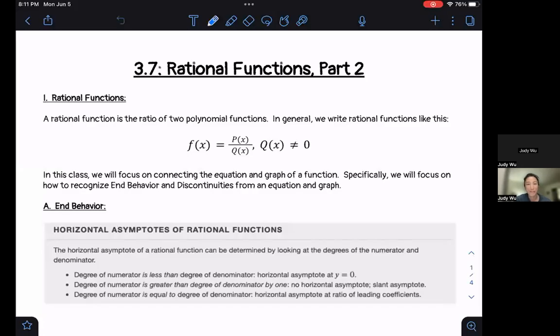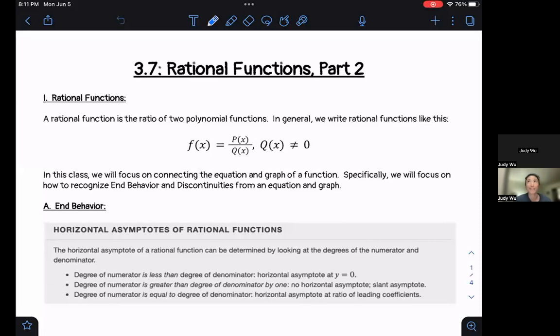Hi, folks. Welcome to 3.7 Rational Functions. Now, in the previous part, we talked about something called reciprocal functions and added that to our list about parent functions and their graph transformations. But in this next part of 3.7, we're going to talk about rational functions in general. The stuff we learned before is a very special case, and what we're talking about now is a more general case about all rational functions.